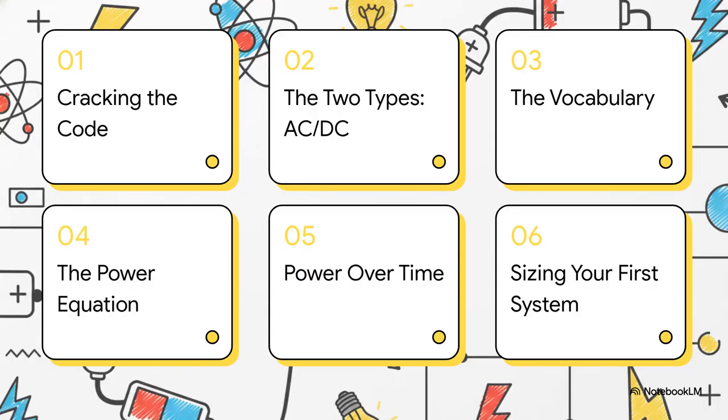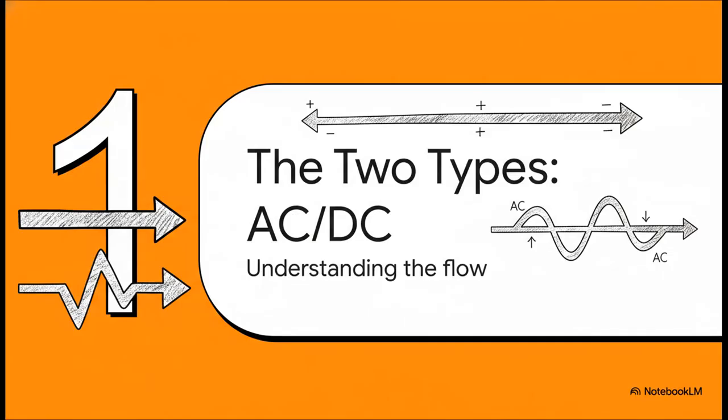So here's the game plan. We'll start with the two main types of electricity, AC and DC, and why we need both. Then, we'll get into the vocabulary, volts, amps, and watts. After that, we'll see how they all work together with the power equation. We'll add time into the mix, and then, for the fun part, we'll put it all to work inside a real system.